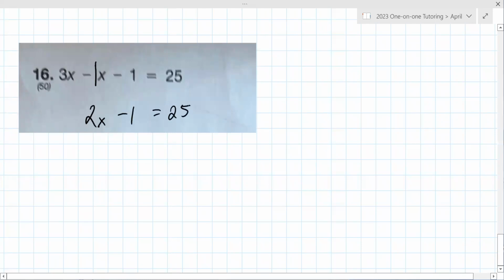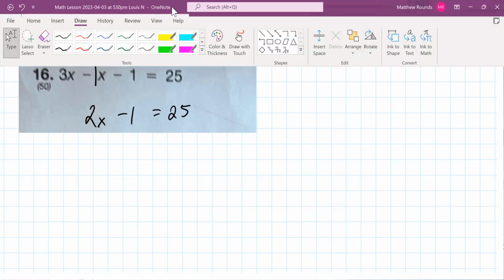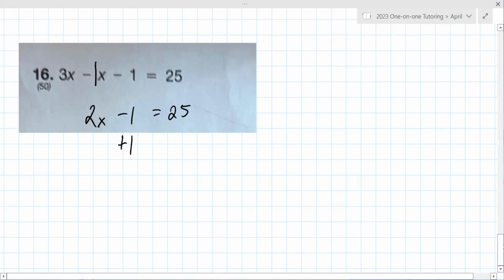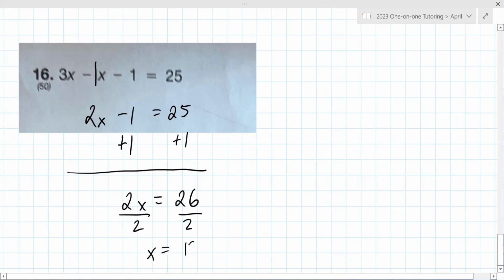To solve for x, you have to undo multiplication by 2 and subtraction by 1. Do you remember which you undo first? Multiplication. No. Addition. Subtraction by 1. Yes. And you do that by adding 1. 2x equals 26. Divide by 2, x equals 13.